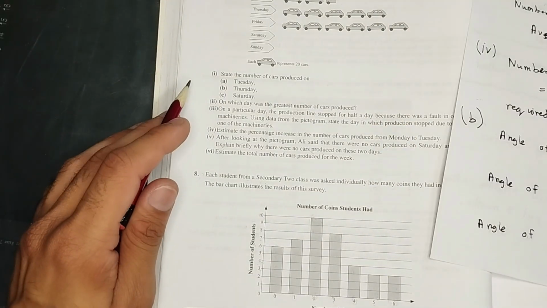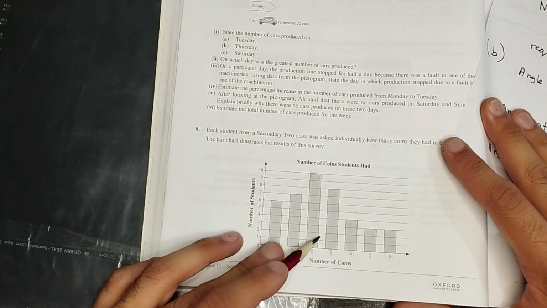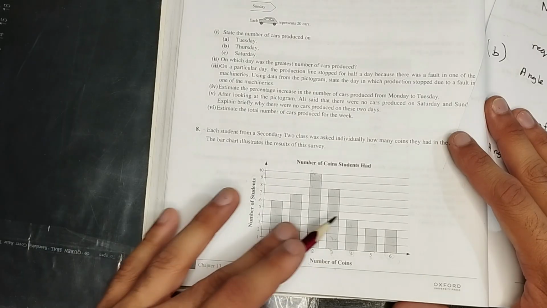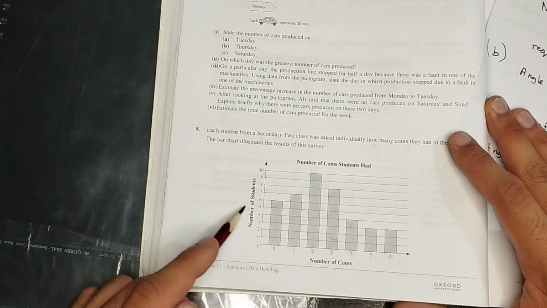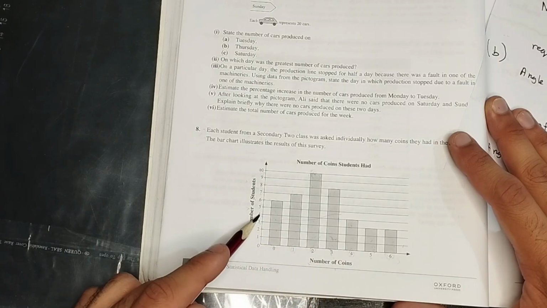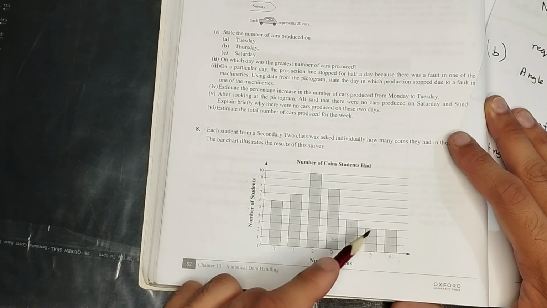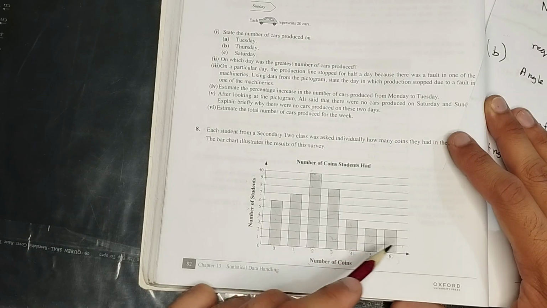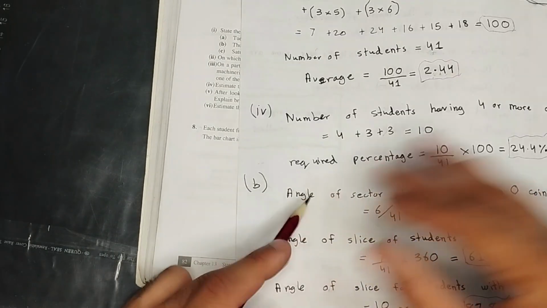So first of all, we have to find the number of students that have 4 or more coins. These bars represent the number of students that have less than 4 coins. So we're not going to look at these 4 bars, we're going to look at these 3 bars. Okay, number of students that have 4 coins is how much? 4. So 4 plus 3 plus 3, because 5 and 6 is also more than 4, right? So 4 plus 3 plus 3, that's the number of students that have 4 or more coins with them.